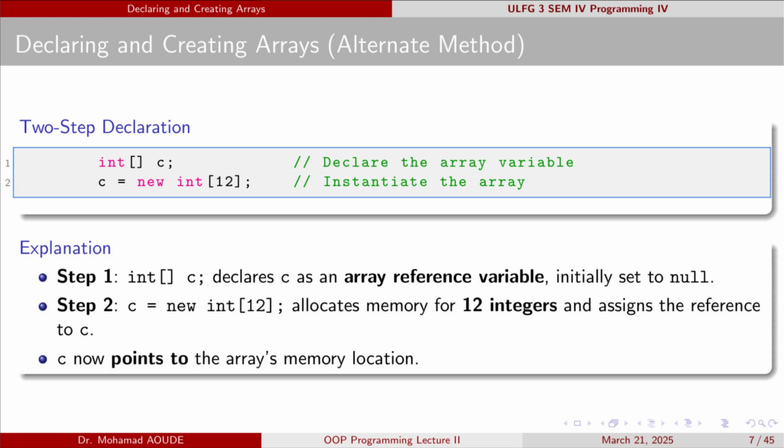Declaring and creating arrays, the two-step method. Sometimes you may want to separate declaration and memory allocation. First, you declare the array variable like int[] c, without assigning any memory yet. At this point, c is just a null reference. Later, you instantiate it with c = new int[12], which allocates memory and initializes the array. This flexibility can be useful when the size is only known at a later point.